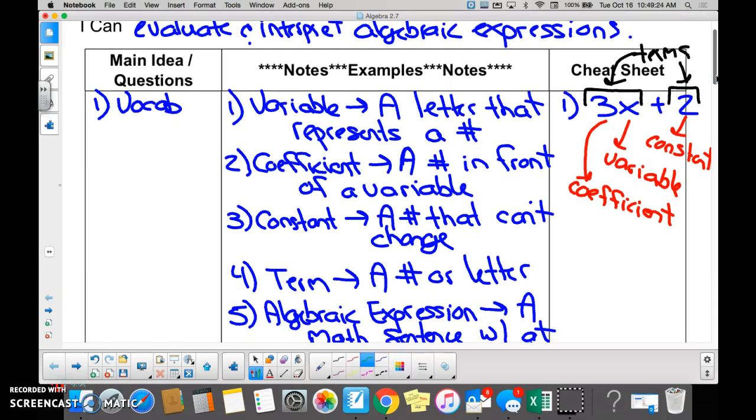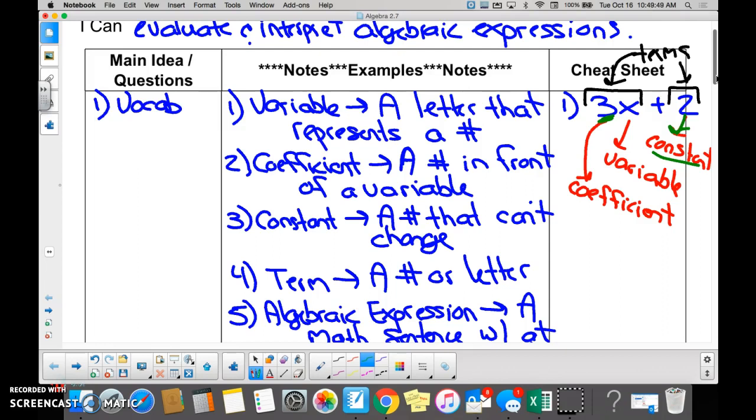We identified the 3 here as the coefficient. It's the number in front of the variable. The variable that you guys are comfortable with would be the x. And then plus 2 is a constant. You can't change it. The variable you can change. The plus 2 is always 2. It's not ever going to change.